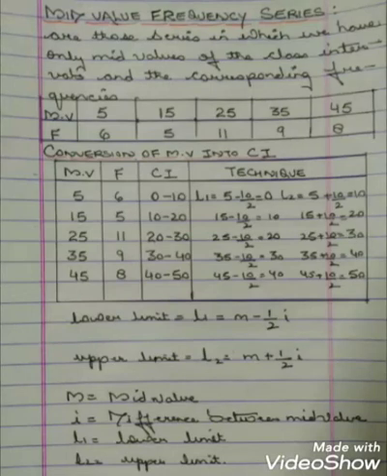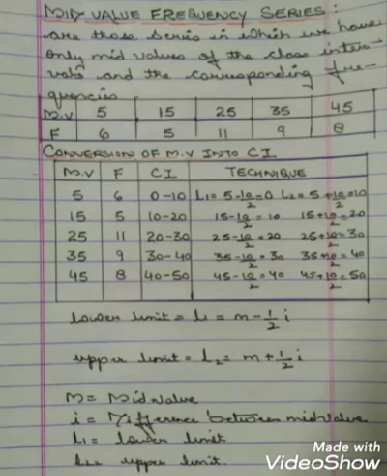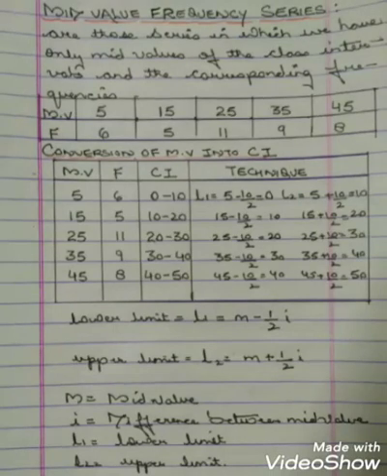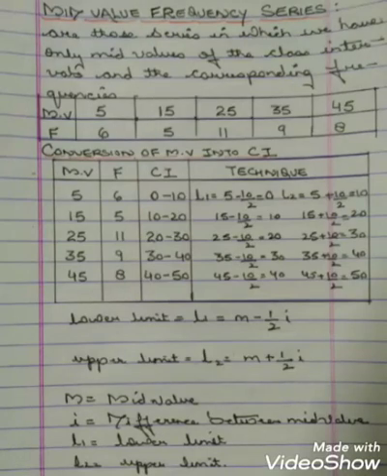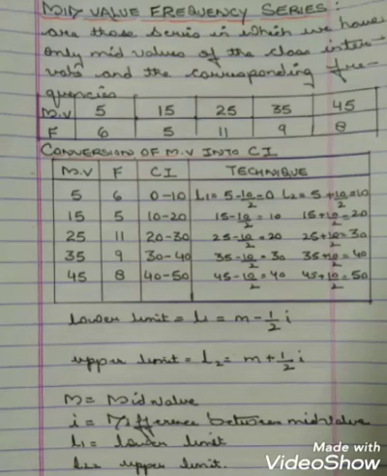So there is a formula: lower limit L1 equals m minus i upon 2, where m is the mid value, i is the difference between mid values, L1 is the lower limit and L2 the upper limit. So what we have done: if you have to take out the class interval, you take the formula 5 minus 10 upon 2. First, determine the mutual difference between mid values, meaning what is the difference between the mid values, and secondly the difference so obtained is reduced to half.